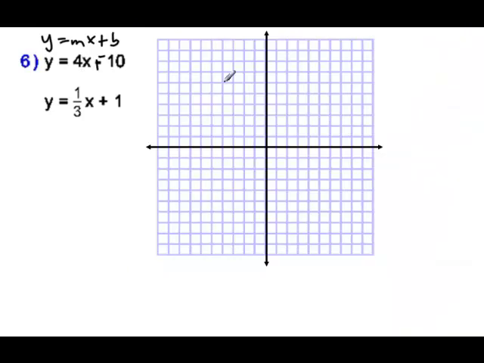Okay, so let's go ahead here. If you don't have graph paper, you can just sketch it on your paper. So I have -10, so that's right down here is my y-intercept. My slope is 4, so up 4 over 1, up 4 over 1. Okay, go ahead and graph that. Be accurate.